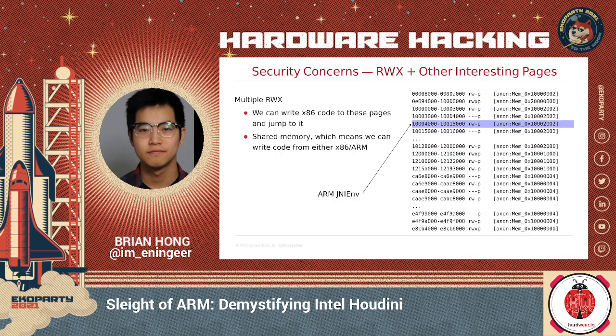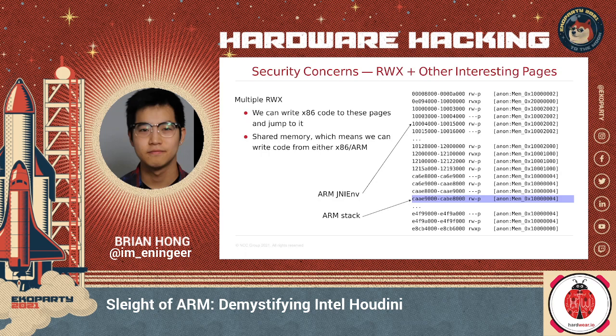So just to point out what some of these pages are used for, that's where the JNIEnv structure lives. That's where the ARM stack is. But yes, there are RWX pages on the x86 side, which there shouldn't be.